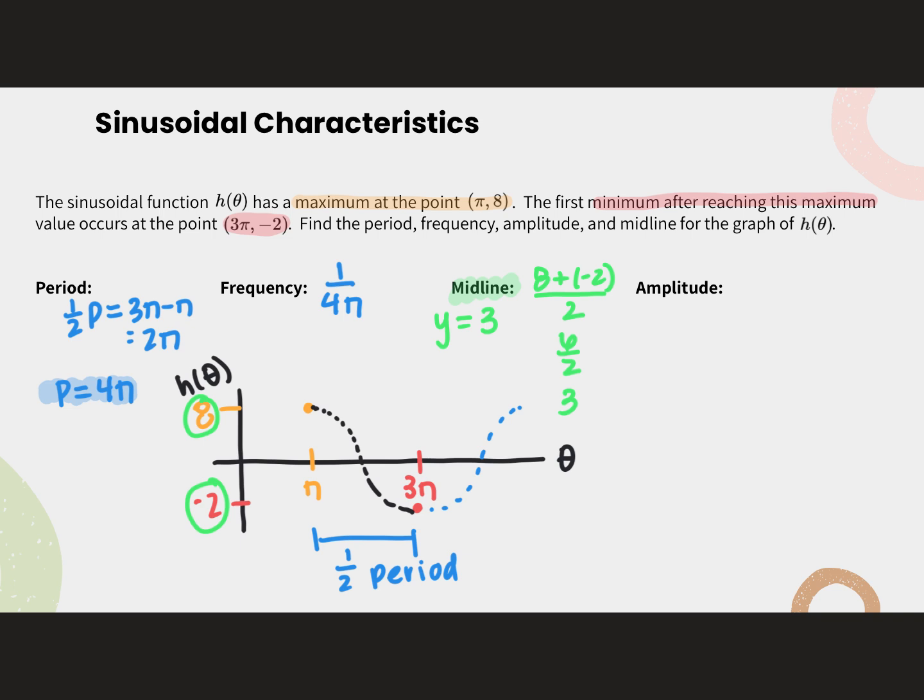Finally, our amplitude. Amplitude, again, is the distance between the extrema and that midline. So in my sketch, I'm going to add in approximately where this midline is at y equals 3. Again, my sketch was not to scale, but just to give myself a frame of reference, the amplitude now is going to be the distance between that midline and the maximum, or the midline and the minimum. So I can take 8 minus 3 to find that amplitude is 5.